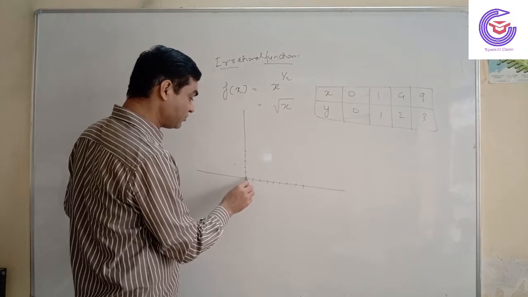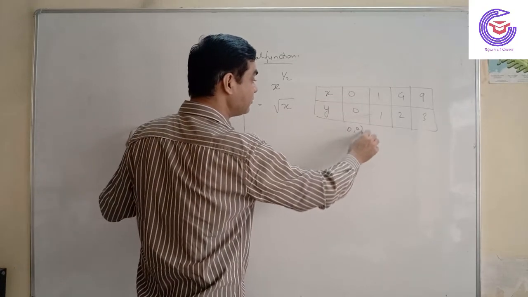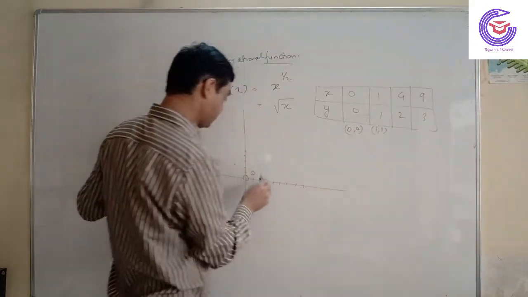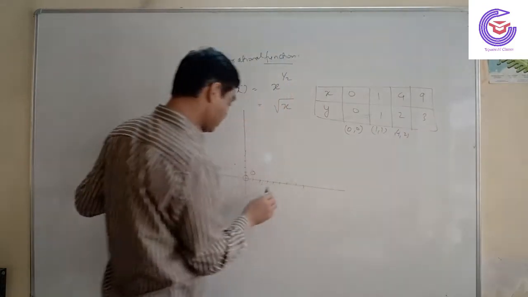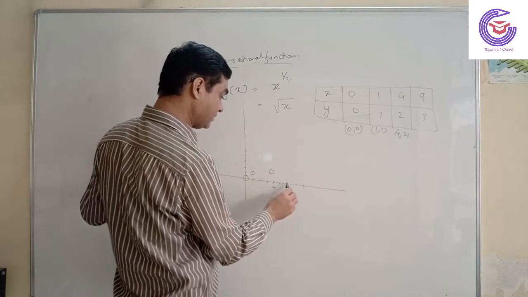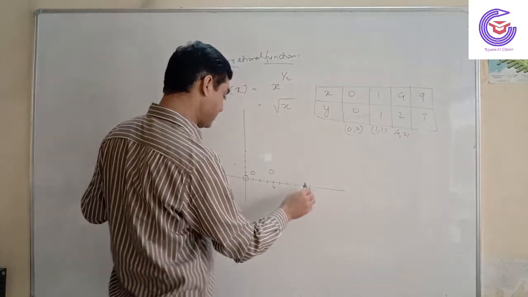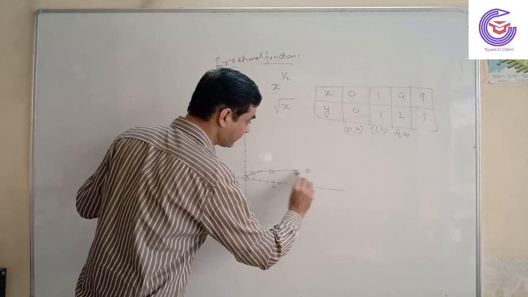If you keep plotting these points, for 0 it's 0, so this point is (0, 0). Then (1, 1). Then again (4, 2). Then (9, 3). So this function will look something like this.